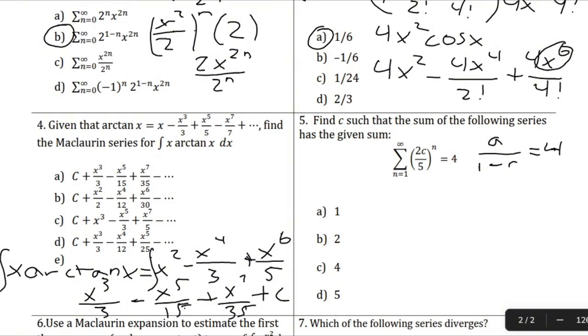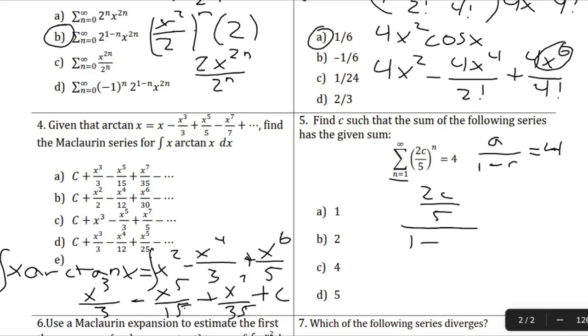A is the first term in the series, and that's not always when n is equal to 1 or n is equal to 0. That's whenever this value is, and in this case it's just 1. So we can plug in 1 for n, and that's going to be our first term. So we have our first term, which is just 2c over 5, and then over 1 minus our r value.